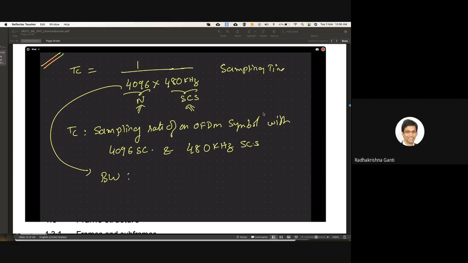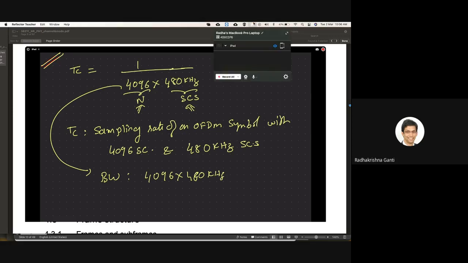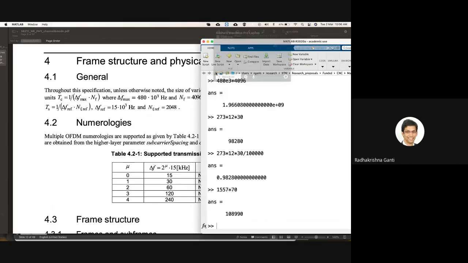The bandwidth corresponding to this will be 4096 into 480 kilohertz. How much is this? 4096 into 480 is 1966080 into 10 power 3, which is 1.96608 gigahertz. So this is the maximum bandwidth that 5G NR supports. Is this clear?